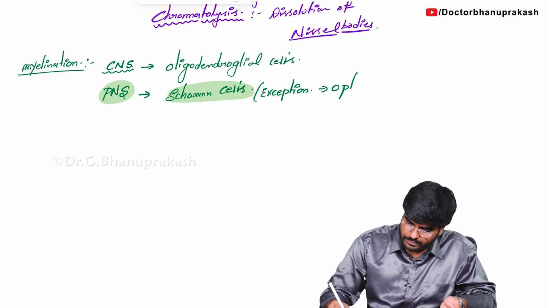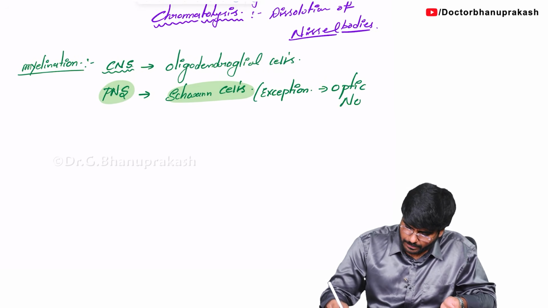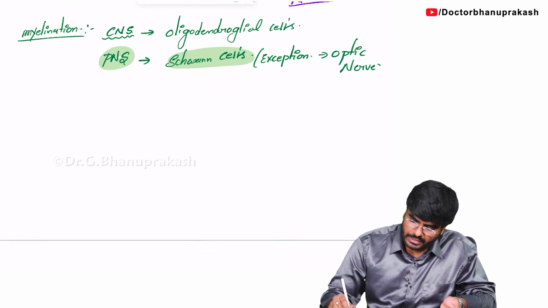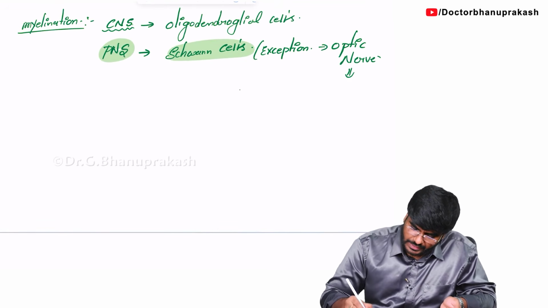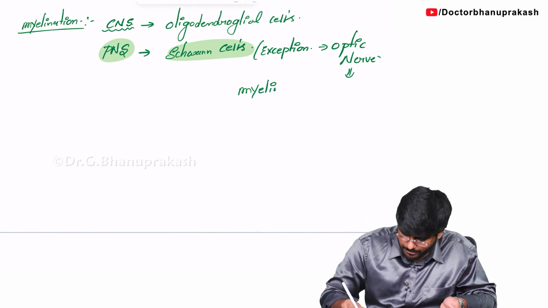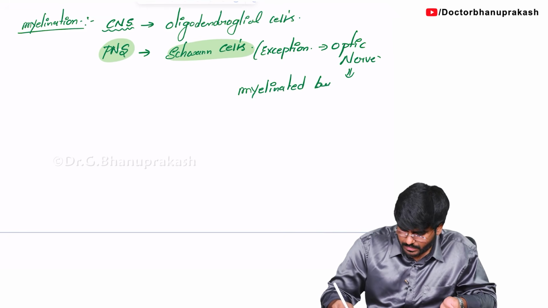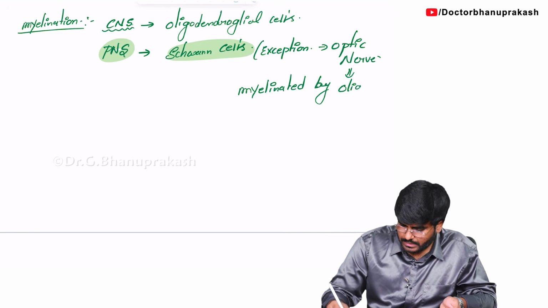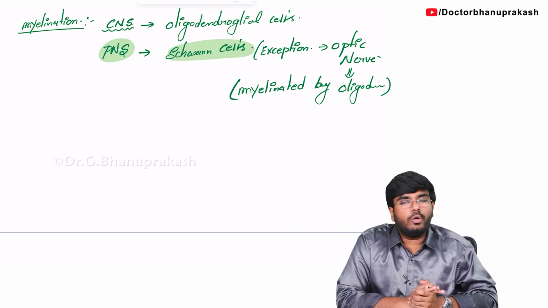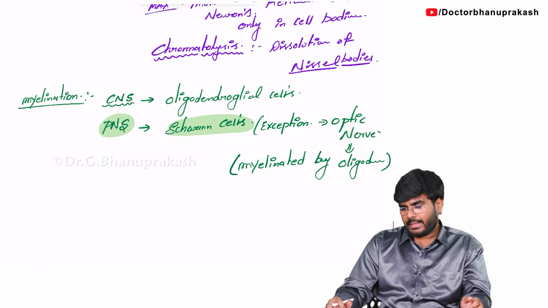That is the optic nerve. Optic nerve is myelinated by oligodendroglial cells. It's myelinated by the oligodendroglial cells. That's the one important exception.